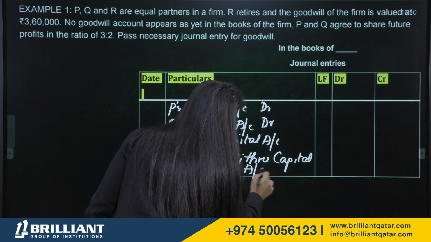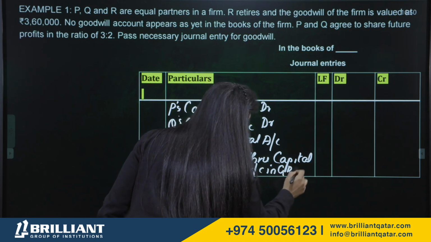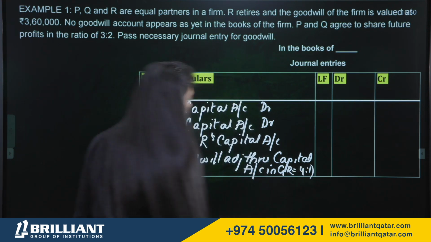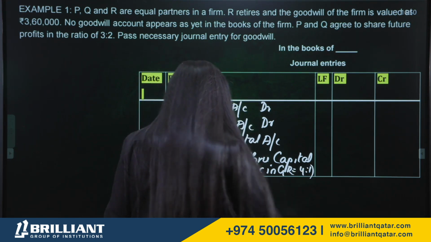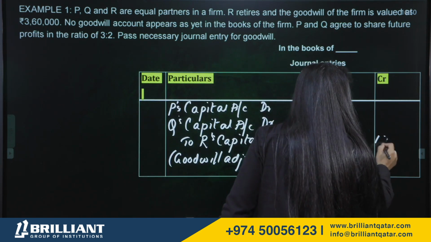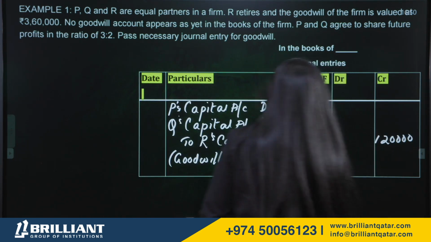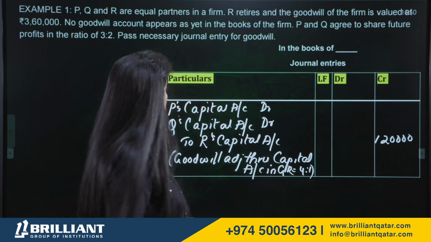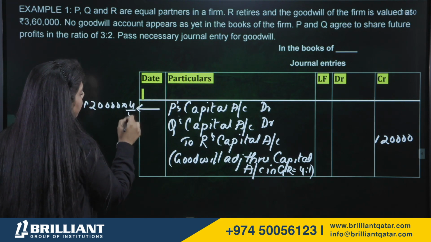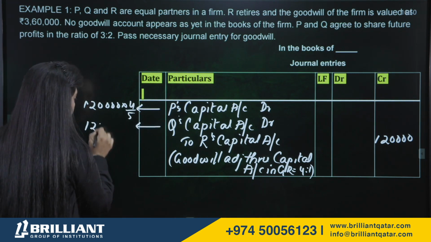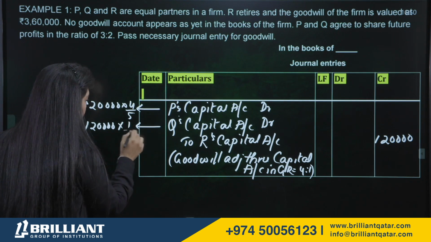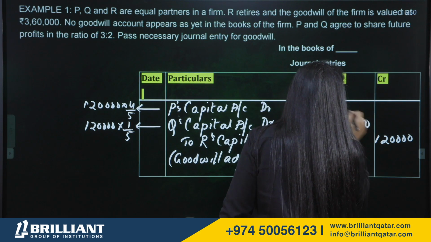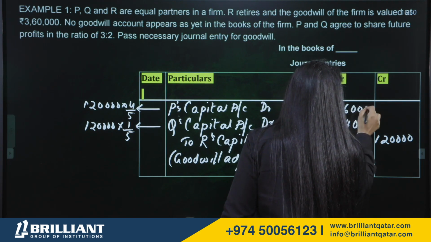In which ratio? In gaining ratio, that is 4:1. So the R's capital that you got is 1,20,000. You distribute 1,20,000 in 4:1. So you have 1,20,000 into 4 by 5 and 1,20,000 into 1 by 5. So you get 96,000 and then you get 24,000.